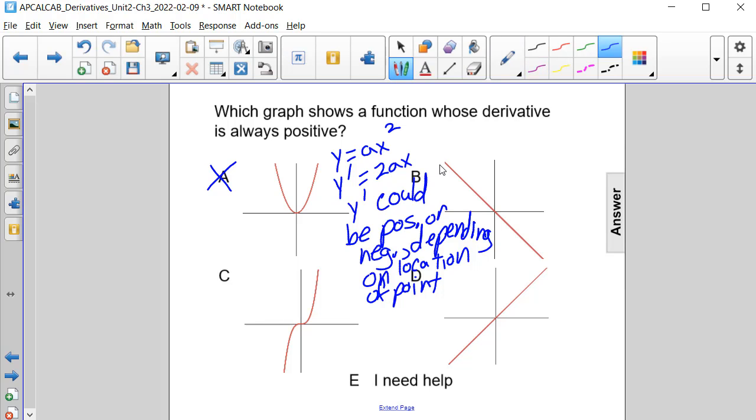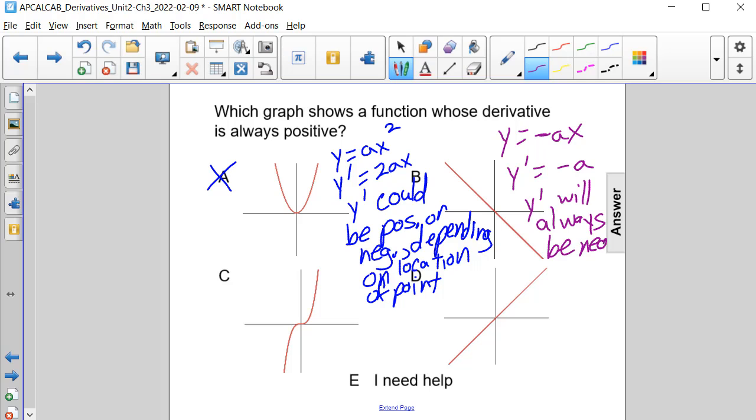Let's look at answer choice B. It's a linear function that has a negative slope. So y is equal to negative a times x. Well, y prime in this case will be negative a, and a is any positive rational number. So therefore, y prime will always be negative. So that rules out answer choice B.